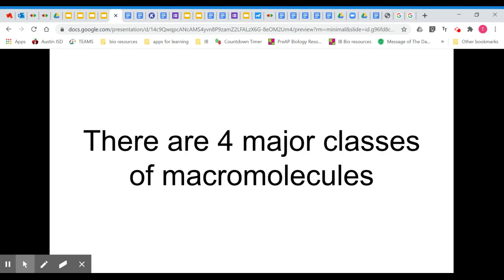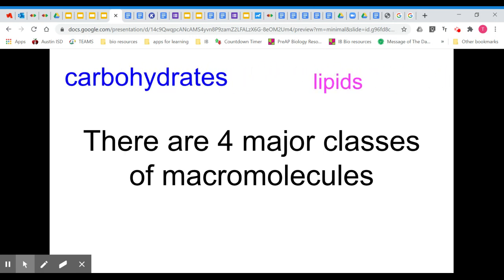All right, so there's four major classes of macromolecules. These are organic compounds. They're found in all living things. They're super important. And the four major classes are going to be carbohydrates, lipids, proteins, and nucleic acids. So we'll go through each of these, kind of what makes them unique, what similarities they have, why they're important. You need all four of these. There's no such thing as a zero carb diet. You would not be able to survive. You need all of these to be healthy and function properly.